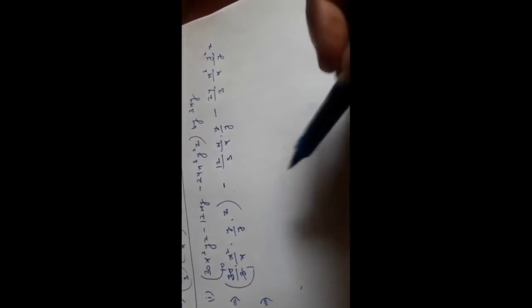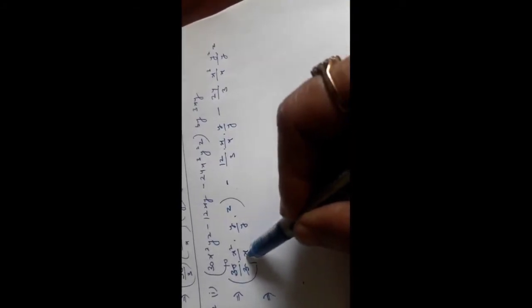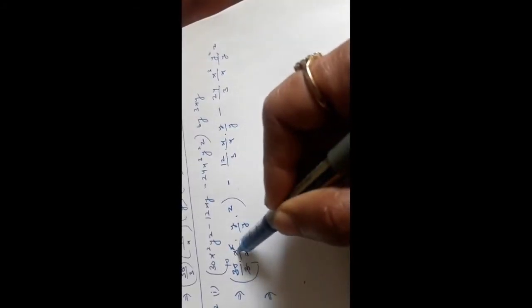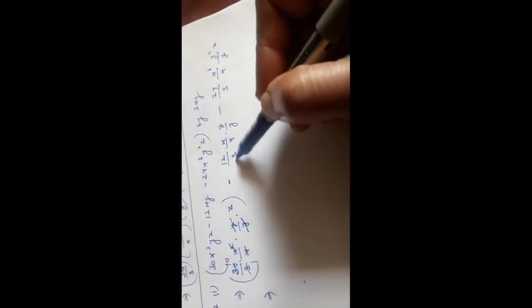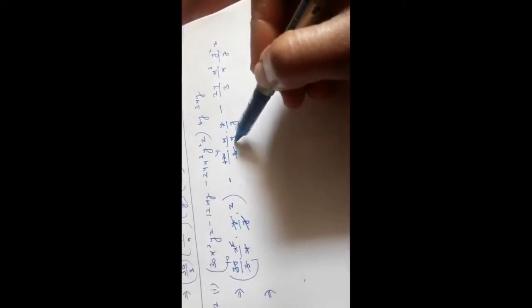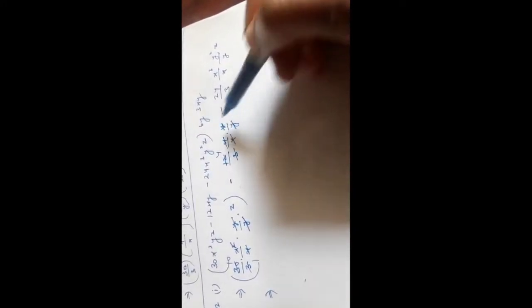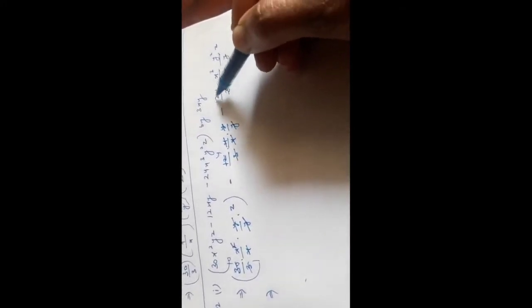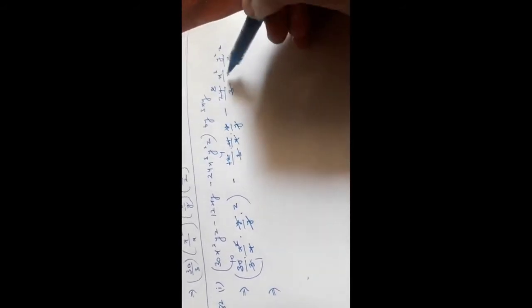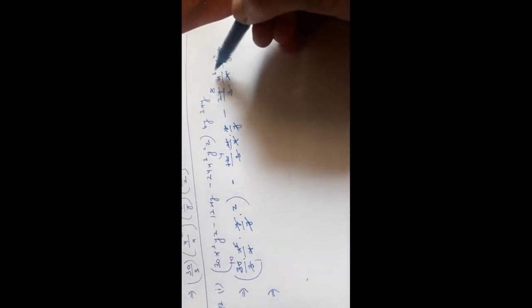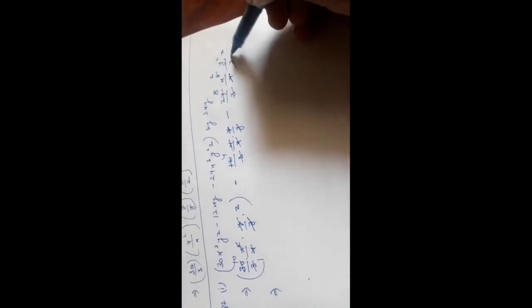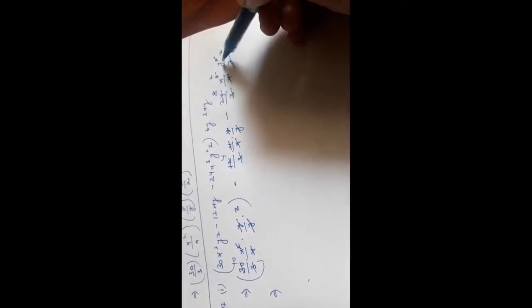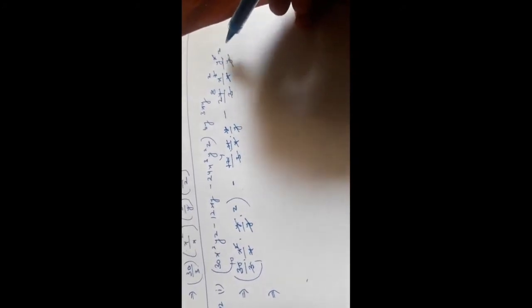Now x will get cancelled with x square, single x will remain here, y with y, and z is single here. Now 3 ones are 3, 3 fours are 12. This x and this y will get cancelled. 3 ones are 3, 3 eights are 24. This x will get cancelled with x cube, so we will remain with x square. This y will get cancelled with y square, we will remain with y, and single z is given here.